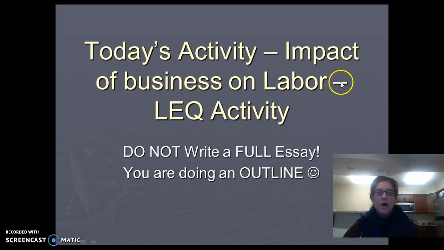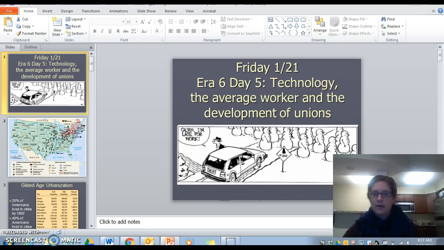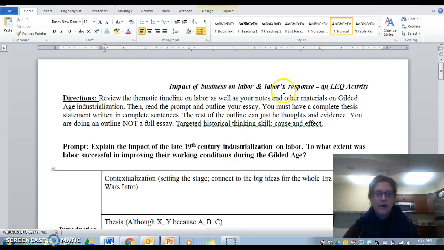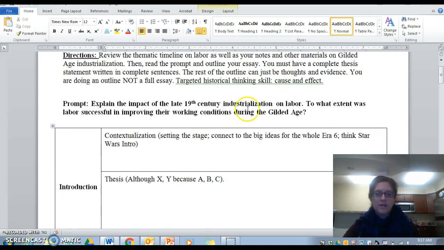All right, so today's activity is a worksheet on the impact of business on labor. This is an LEQ. I want to review the title with you, and you're doing an outline, not a full essay. I'm not going to make you write one today. Just a full, complete thesis, and then brainstorm evidence that you would have. So let's review that. Just zoom out here. Here we go.